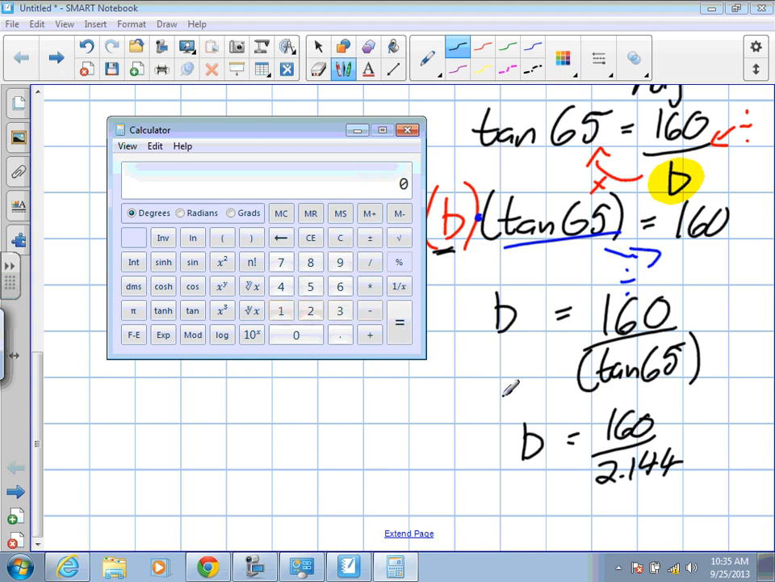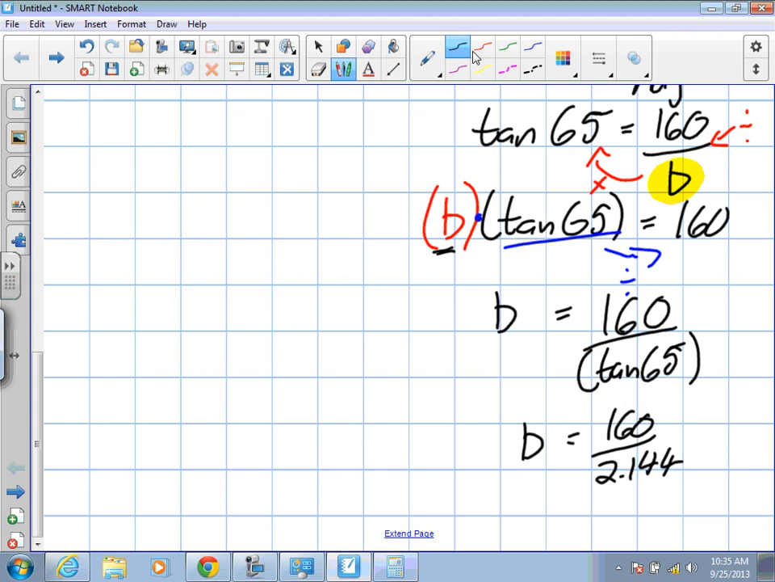160 divided by 2.144. Nope, that didn't work. That's okay. Divided by 2.144. There we go. So 74.6, we'll do a bit of rounding. We'll say that's 74.6, which is approximately, let's go the whole number 75. That's a fine estimate.